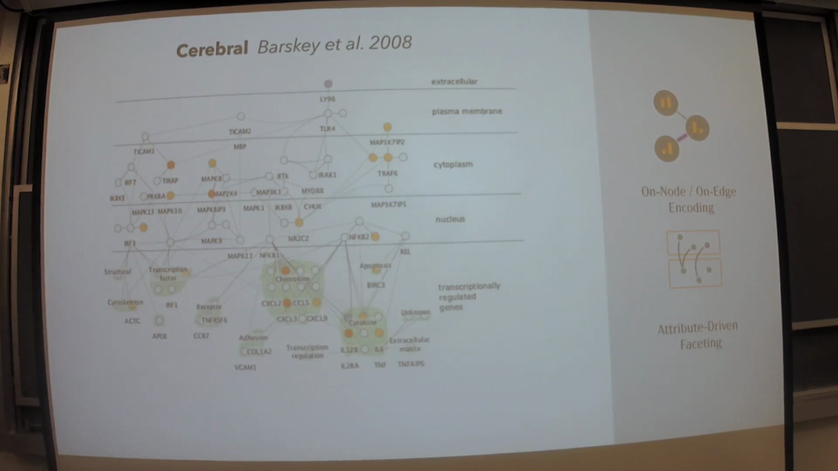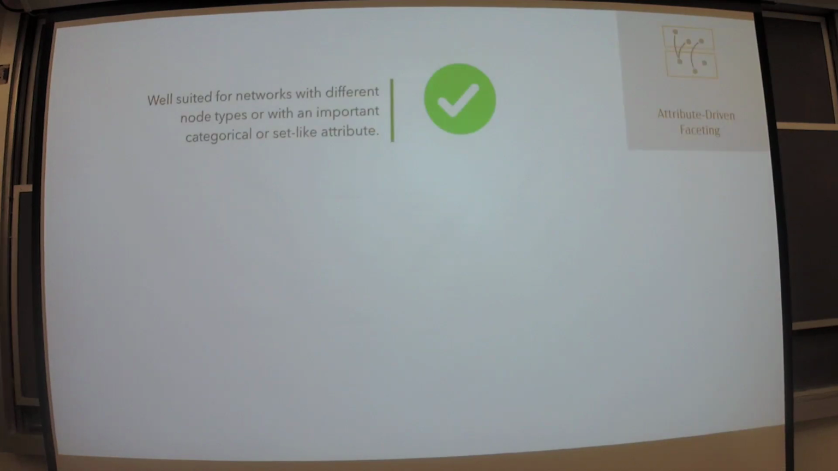So this leads me to what this technique is very appropriate for, which is networks that have these different node types, and where the attribute that is categorical, or what we call set-like, is important to your analysis, right? So that it will help you answer the questions you have related to these different facets.